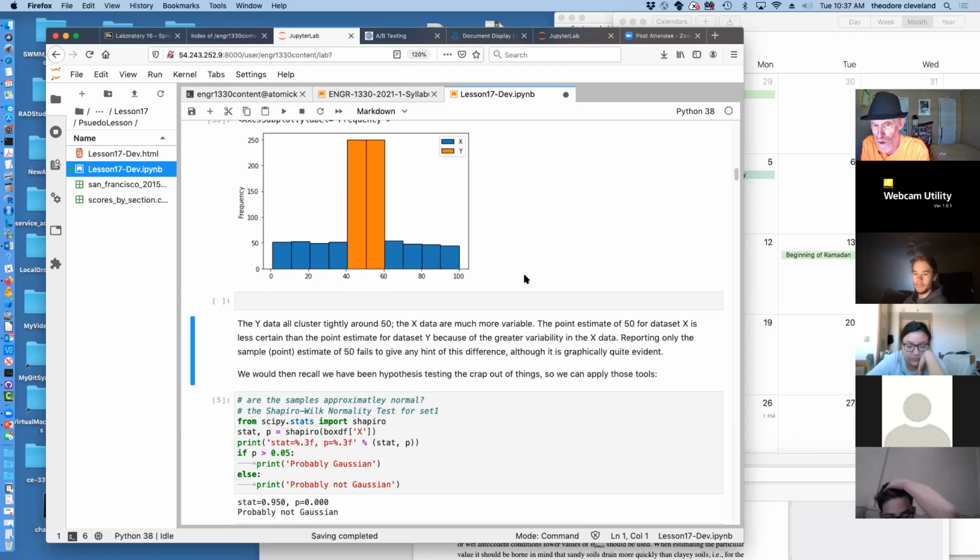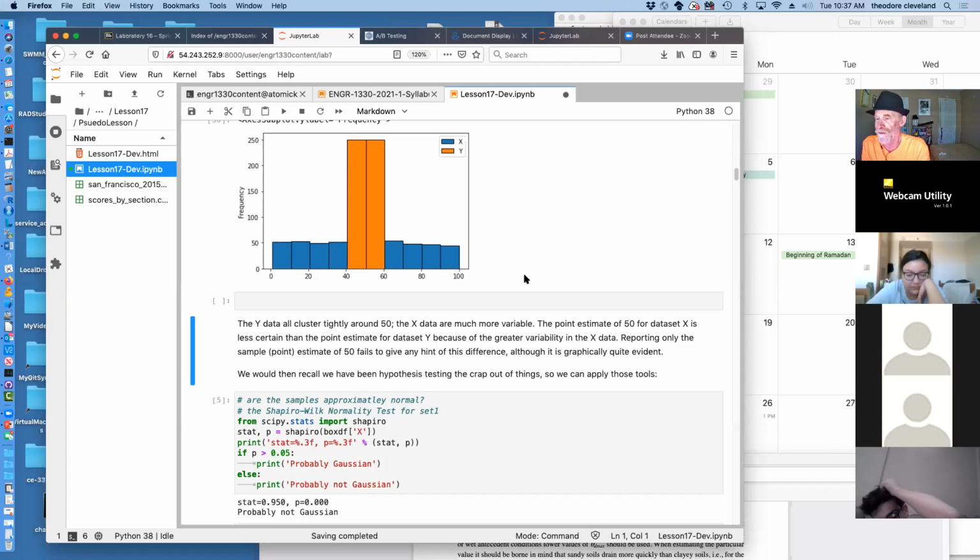So if we were to report only the point estimate of 50, that alone fails to give any hint of the difference, although graphically it's quite evident.